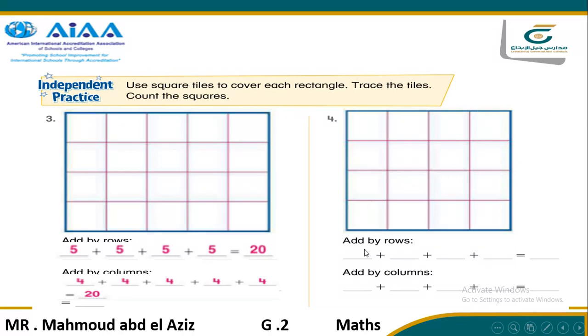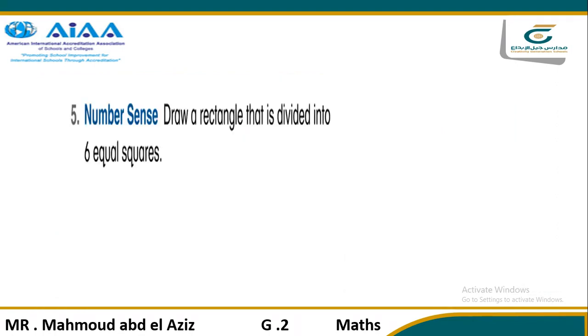Another question here. We want to add by rows. The same idea. We have here 1, 2, 3, 4. So we will add 4 4 times. It will be 4 plus 4 plus 4 plus 4, which equals 16. What about columns? It will be the same. Excellent. 4 plus 4 plus 4 plus 4, which equals 16. The same number.